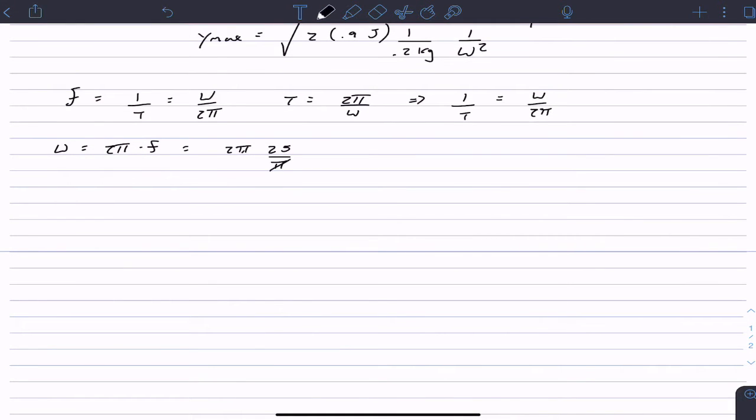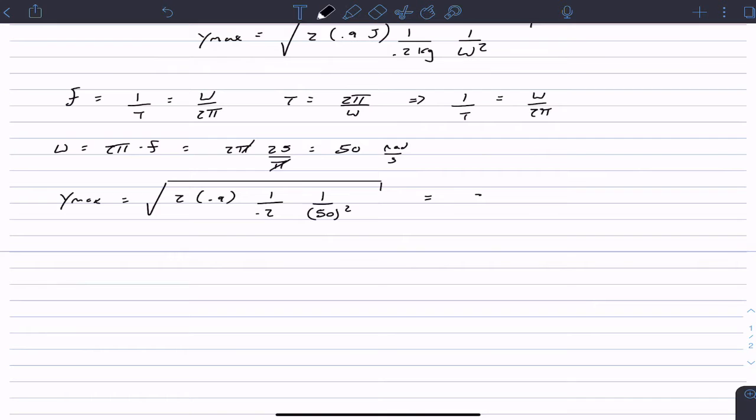25 over pi. Pi is canceled. This equals 50 radians per second, right? Okay, so now we know what y max is going to be. 2 times 0.9, 1 over 0.2, 1 over, we'll call this 50 squared. Just put that under the square root 2, why not? And then we get a value of 3 over 50 meters. It's roughly 0.06 meters.